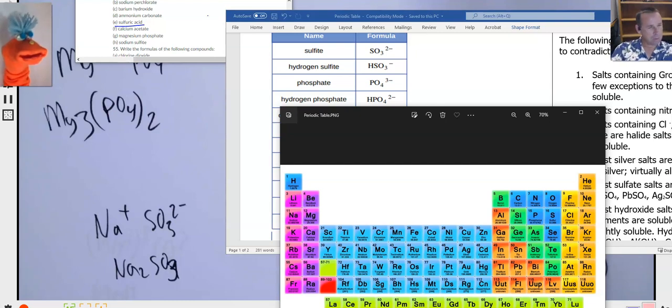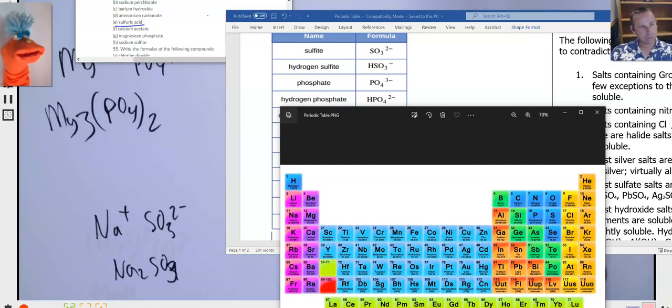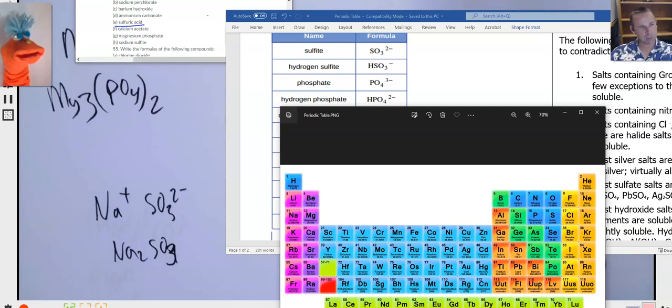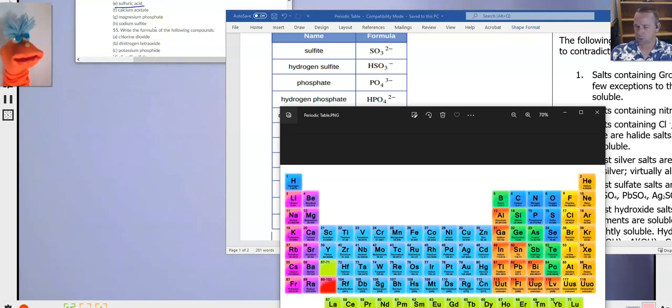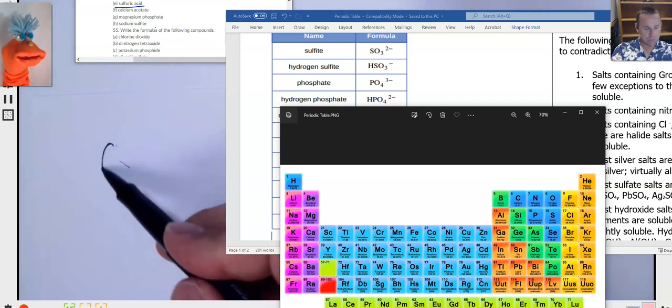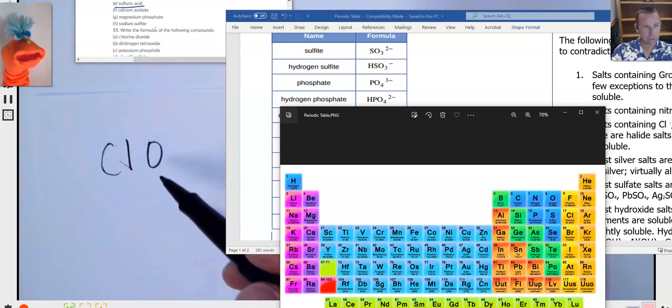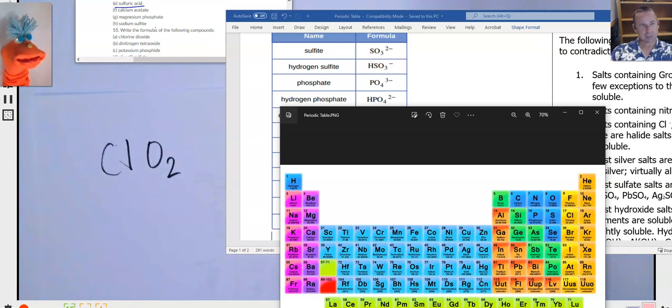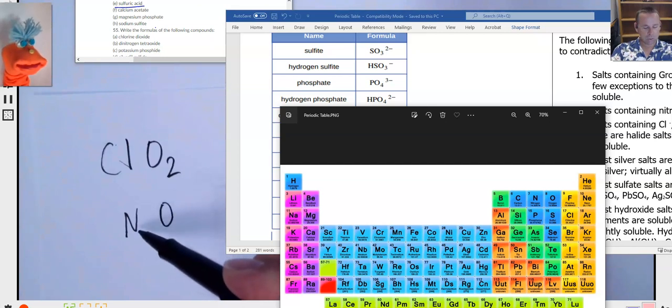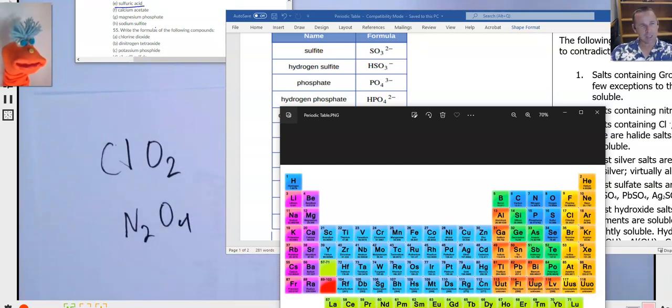Calcium acetate. No, I think we already did that one. We're on to number 55 now. Oh, yeah, okay. Chlorine dioxide. What does that mean? Well, it kind of gives itself away because it uses the prefixes mono, di, tri, that sort of thing. It means it's a molecular compound. So chlorine and oxygen, and 2 oxygens. Very good. Dinitrogen tetraoxide. N and O, 2 and 4. Very good. Di and tetra.